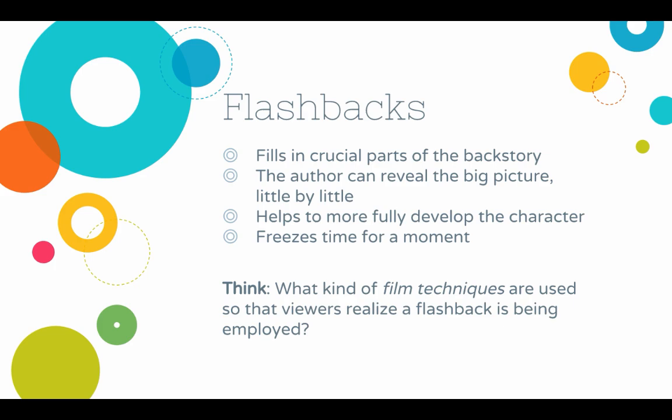Think about it this way. What kind of film techniques are used so that viewers realize that it's a flashback happening? A lot of times the filmmaker will put the flashback in a different color, so it's sort of like black and white, or it's got a yellow glow to it, or something like that. In books, we don't have that type of element where we can change the visual or the music to let people know that it's a flashback. So a lot of times authors might put it in italics, or they might say something like, as I thought back about the time when I was little, to let you know that it's a flashback.